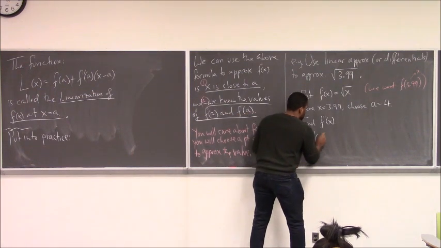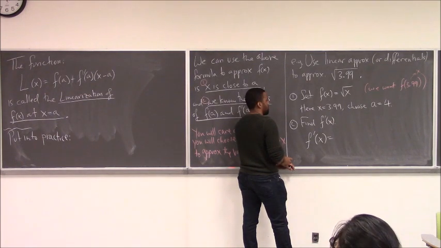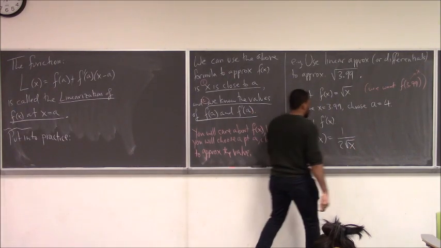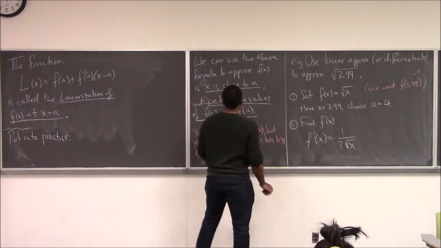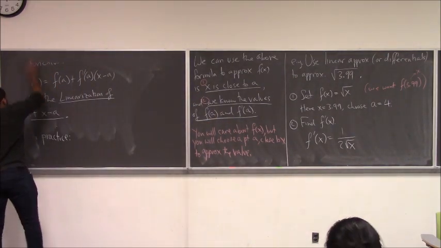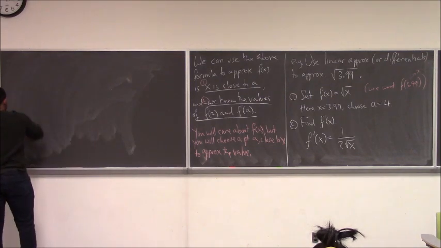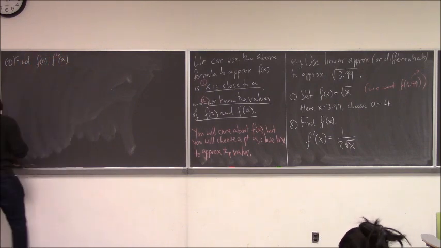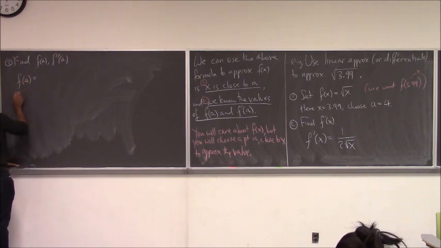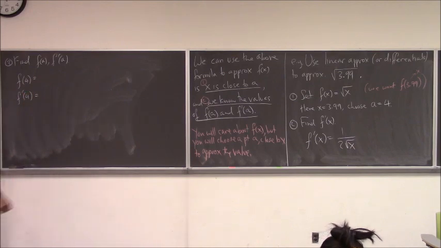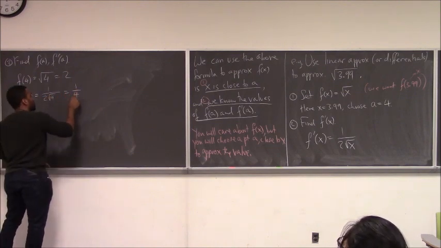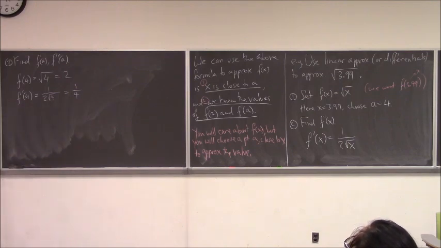So f prime in this case would be what? That's f prime. Now, we're going to find these values, our f of a and our f prime of a. So here, we're going to find f of 4, and we're going to find f prime of 4. Now, f of 4 is just the square root of 4, which we know is 2. That's why we picked 4. It's something we know the answer to very quickly. f prime of 4 is going to be 1 over 2 radical 4. It's going to be a quarter. Again, that's pretty easy. But that was the point.